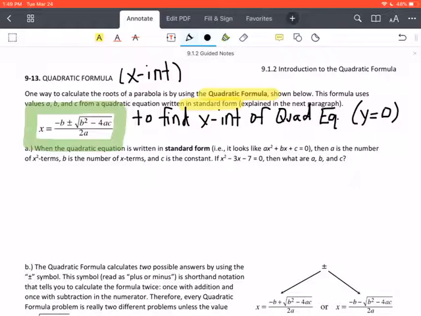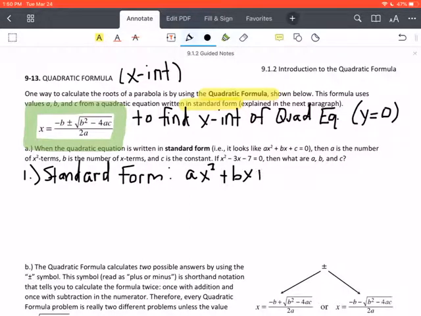Okay, the first thing is we have to be in standard form. So you have to make sure that your equation is in standard form. If it is not in standard form, then you need to get it in standard form before you do anything else. So if you don't know what standard form is, we need to finally catch on to that. It's ax squared plus bx plus c equals 0. Okay, now this is important. You have to have it equal to 0. So if there is a different number there, you have to move it to the other side.